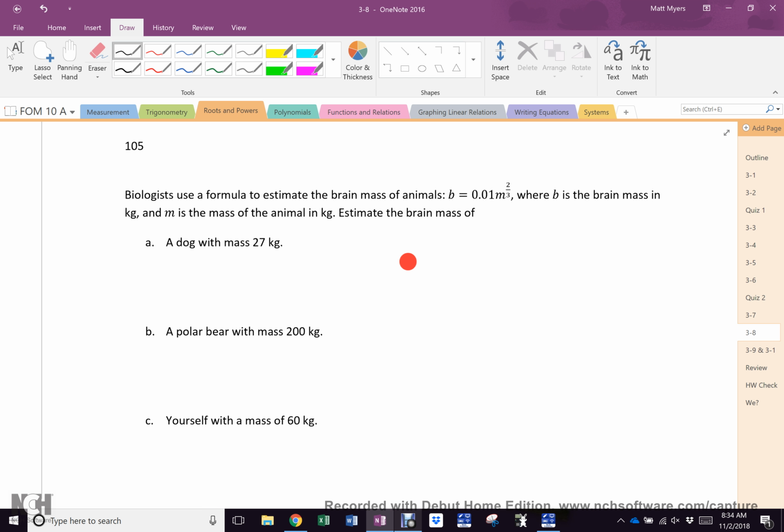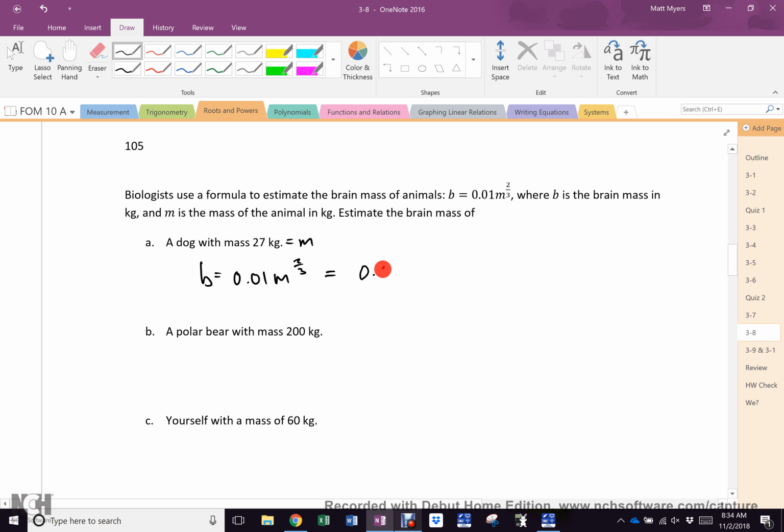It is A. Why, Joseph? Because 27, this is my M. And the equation is 0.01 times M to the 2/3. If M is 27, is there a cube root? So this one we can do, right?